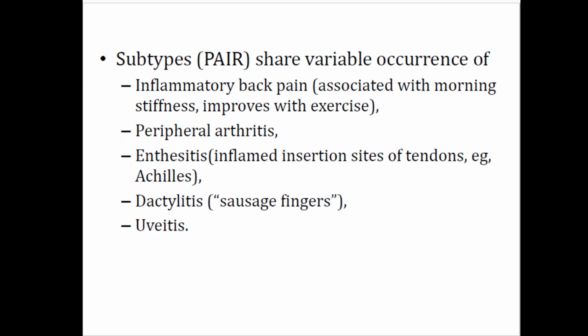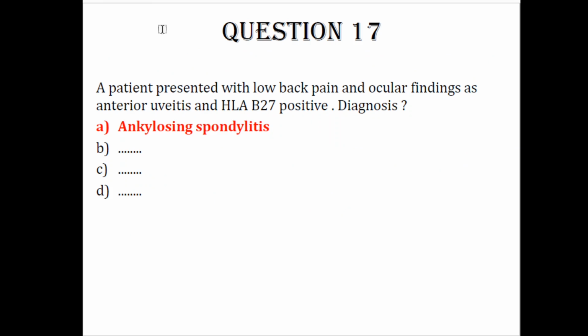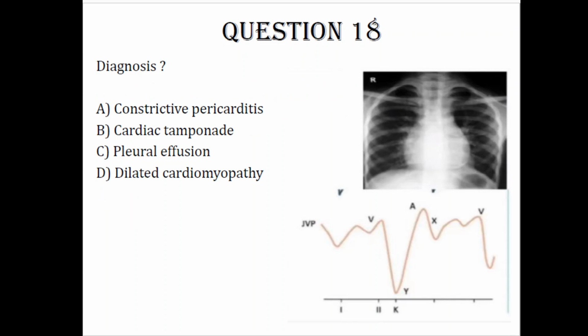Now what you must remember is these PAIR subtypes of seronegative spondyloarthropathies share similar clinical manifestations, and these are inflammatory back pain, peripheral arthritis, enthesitis, which is inflammation of tendons, dactylitis, and uveitis. See, this patient is having back pain, uveitis, and is HLA-B27 positive. So the diagnosis will be ankylosing spondylitis.